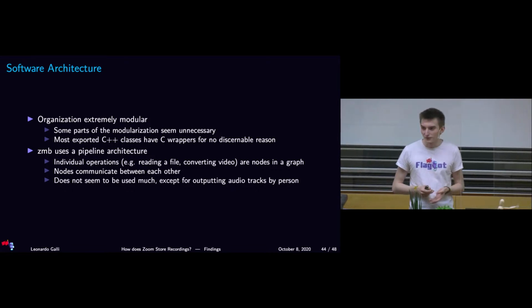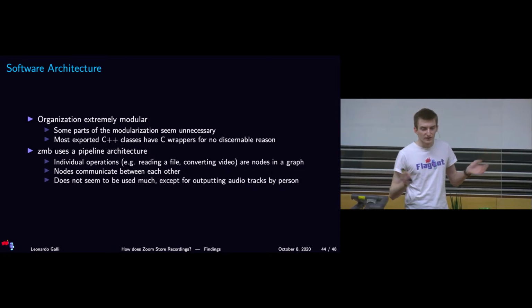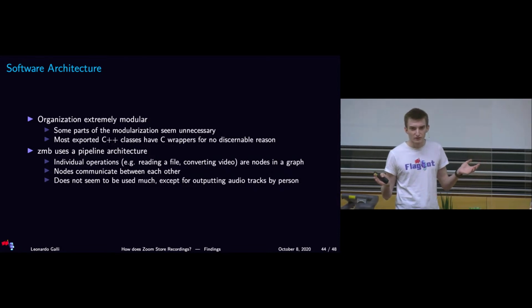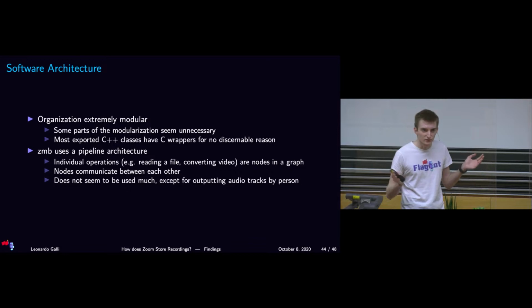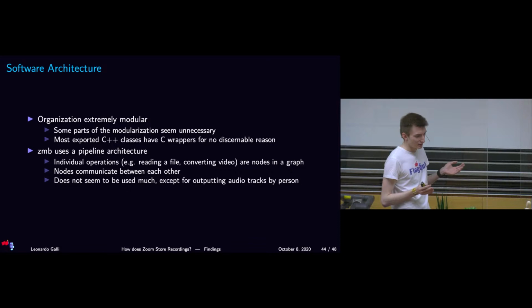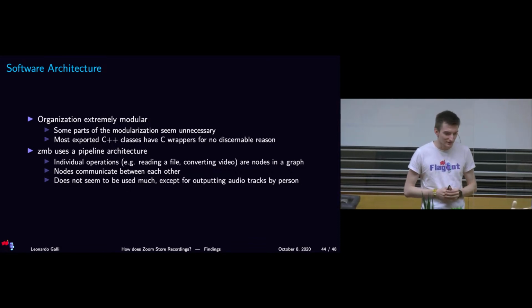And also, all the exported C++ classes that are used in this cross-library way have C wrappers, which you usually do if you want to have greater compatibility between libraries and languages as well, but they just use the C wrappers for initialization, and then afterwards they still use the C++ function. So I don't know, maybe they gave up halfway through, or they didn't really understand what they were doing, I don't know, but it seems interesting to say the least.